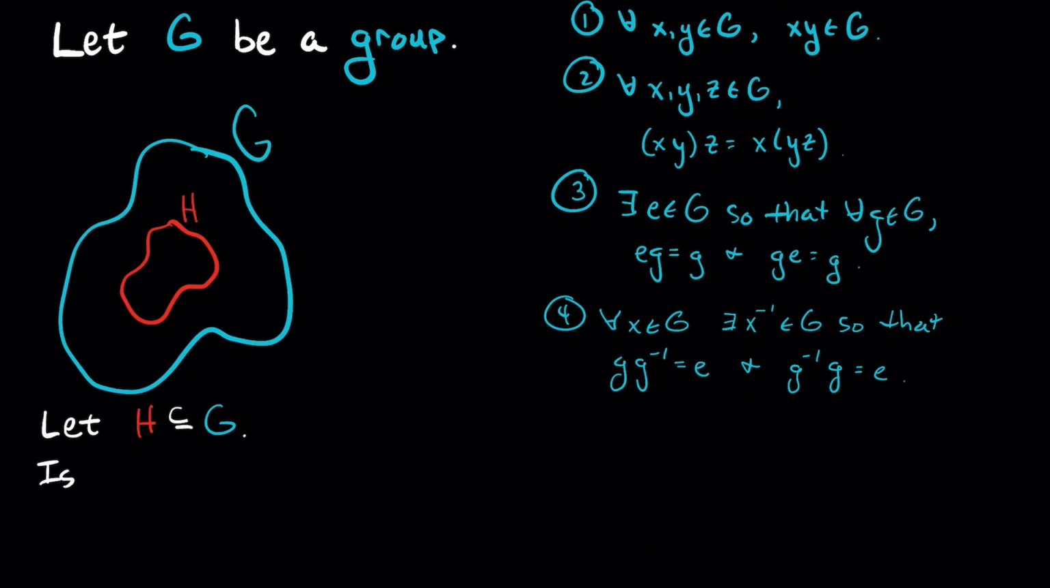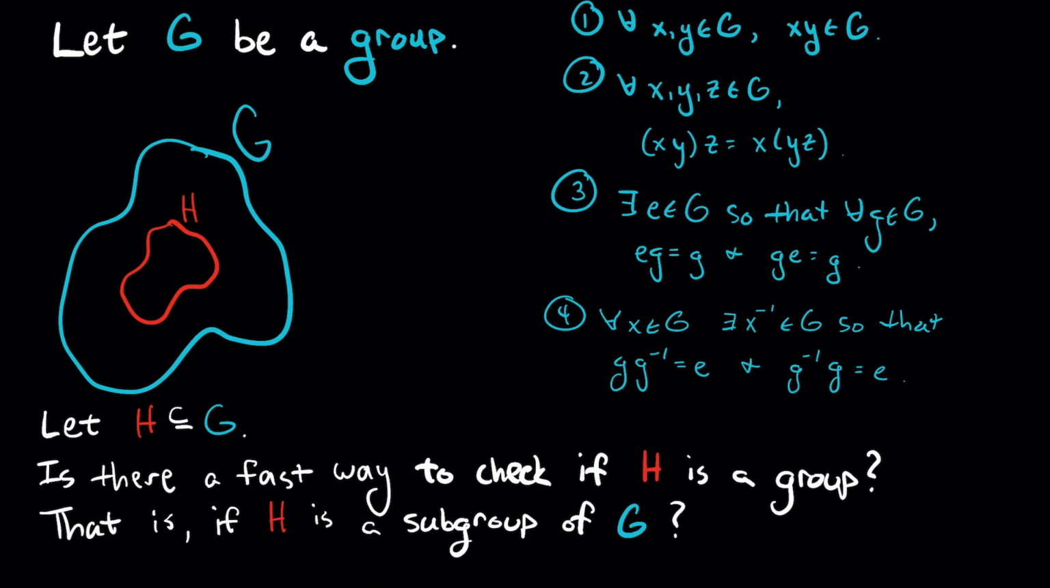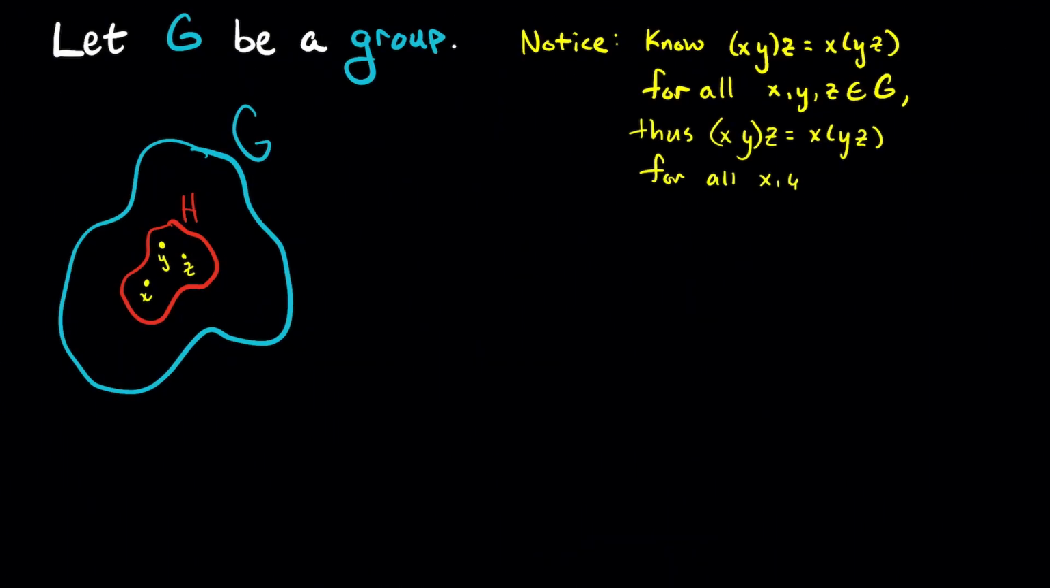Now let's take H to be a subset of G. Is there a fast way to check if H is a group? In other words, if it's a subgroup of G, without having to go through all 4 of these group axioms? We know G is a group, so the operation is associative on all the elements of G. But all the elements of H are also elements of G. So the operation is associative on all the elements of H as well.